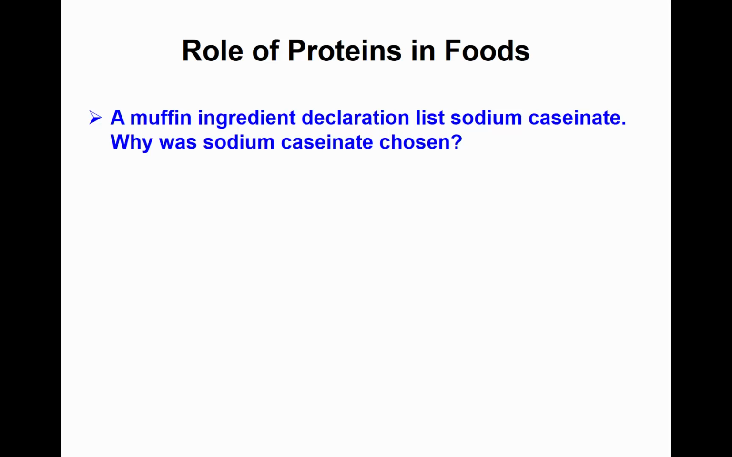Okay, so a muffin ingredient declaration lists sodium caseinate. Why was sodium caseinate used or chosen in a muffin? So in a muffin, you don't expect to have sodium caseinate in there. You expect eggs, flour. It's an excellent emulsifier. So not calcium caseinate. You'll see that later on when we talk about casein, we can produce a calcium caseinate ingredient, but for different applications. Sodium caseinate specifically is an excellent emulsifier. It gives the emulsification needed and the viscosity needed for the muffin batter.